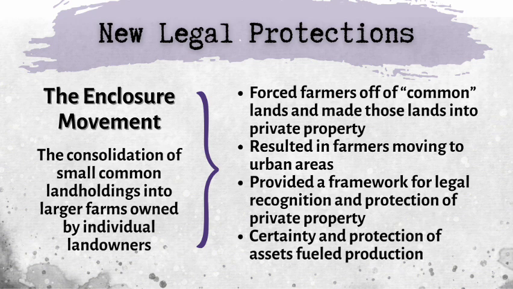So this takes us to new legal protections. In the lead-up to the Industrial Revolution, Britain underwent significant legal and cultural shifts that increasingly recognized and protected private property rights. The enclosure movement of the 18th century, for instance, involved the consolidation of small landholdings into larger farms owned by individual landowners, thereby creating a framework where land became a defined private property, often protected by legal statutes.